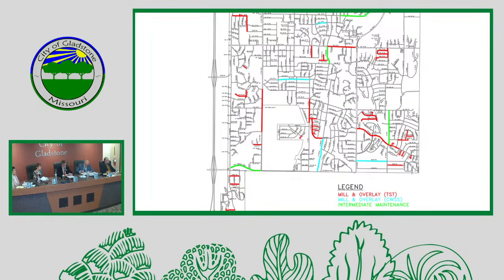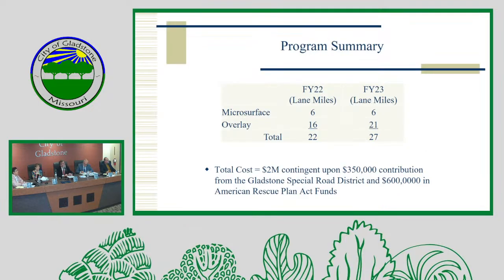So we've got a really good program planned this year. This program can be adjusted a little bit. We can add or remove streets, as you see fit. But in total, you're looking at 27 lane miles of roads. I'm going to go back a slide. Our total anticipated cost for this year's program is $2 million.